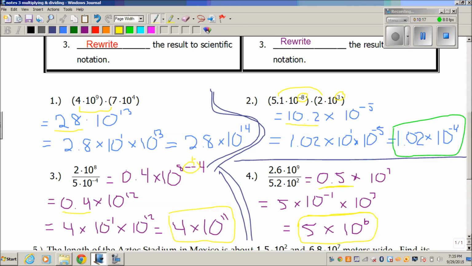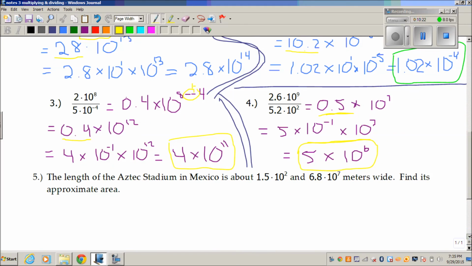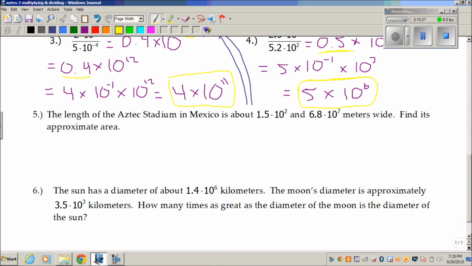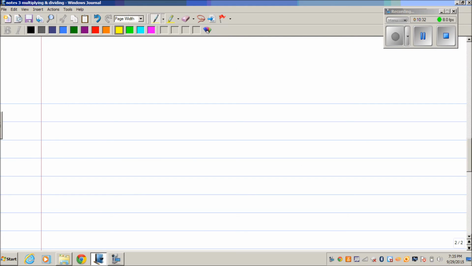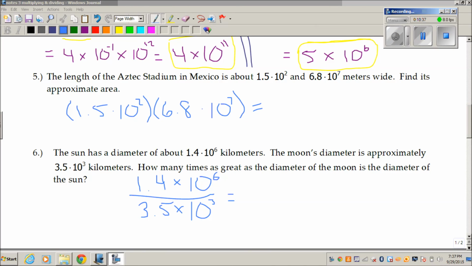So again, we have 2 more problems I'd like you to try, and I'd like you to read through those on your own. Set those up. Try a solution, and then once you've tried that, you can check your answer. Okay, so for number 5, we are finding the area of the stadium, a rectangular stadium. So whenever you find area, you multiply the dimensions, length times width. So you're going to be multiplying those 2 numbers. Try it on your own.